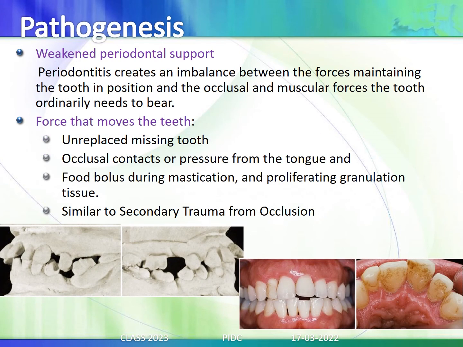Now, coming to the pathogenesis behind pathologic tooth migration: why does it migrate? There are two important factors. The first is that it could be the result of weakened periodontal support. Periodontitis creates an imbalance between the forces maintaining the tooth in position and the occlusal and muscular forces that the teeth ordinarily need to bear. Because of periodontitis, there could be some amount of pathologic tooth migration.